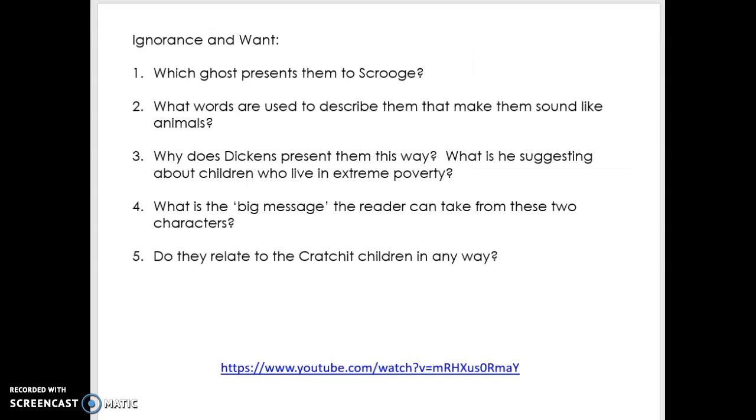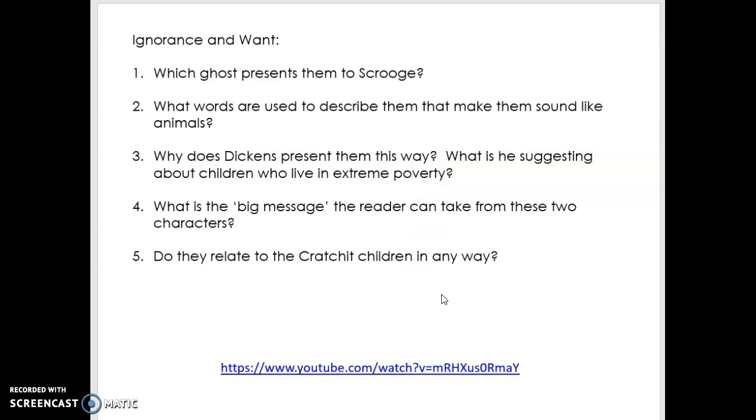We've thought about the Cratchit children. Now I'd like to think about ignorance and want. So again, I want you to do some questions first to activate your memories. Which ghost presents ignorance and want to Scrooge? What words are used to describe them that makes them sound like animals? Why does Dickens present them in this way?